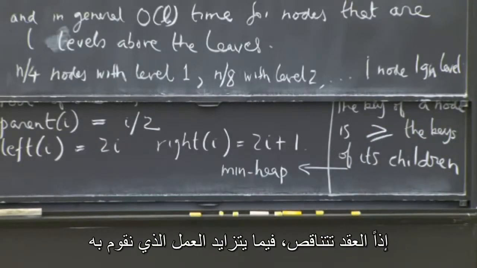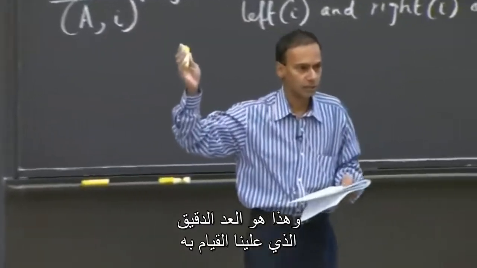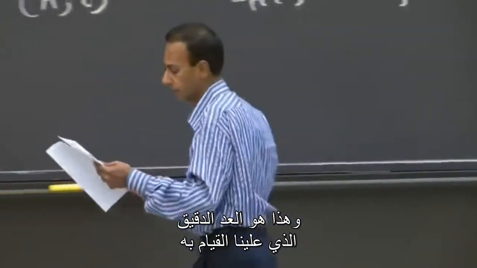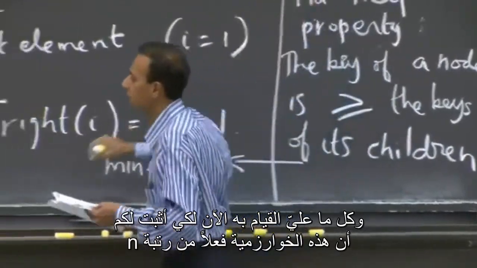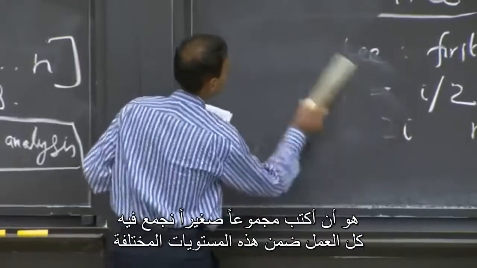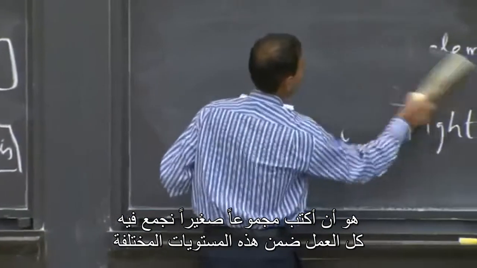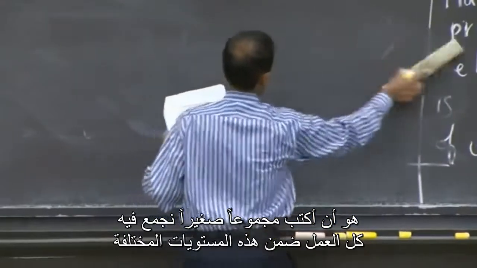Okay, so there's this decrease in the number of nodes as the work that you're doing increases. All right, and that's the careful accounting that we have to do. And so all I have to do now to prove to you that this is actually an order n algorithm is to write a little summation that sums up all of the work across these different levels.